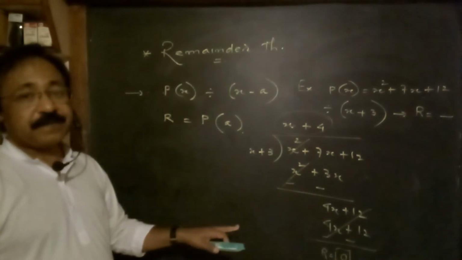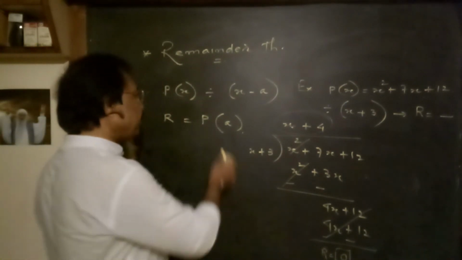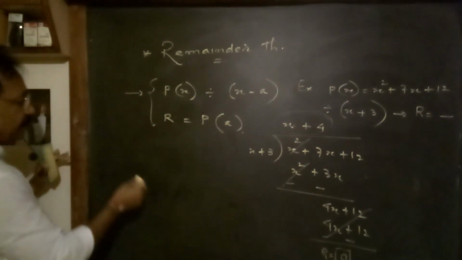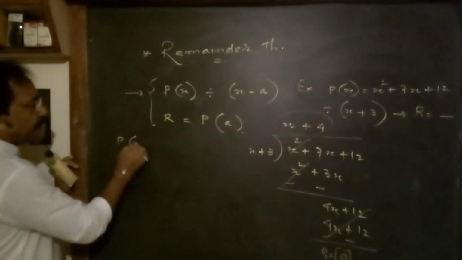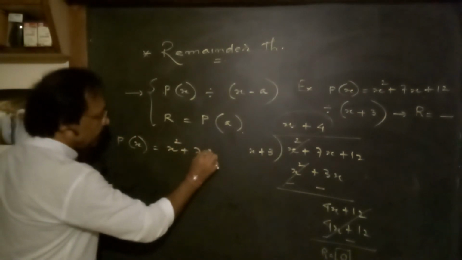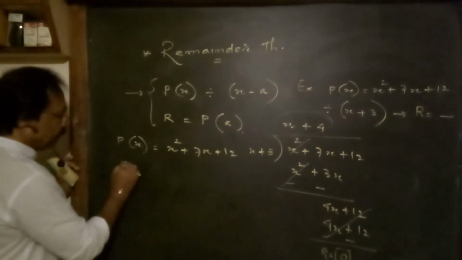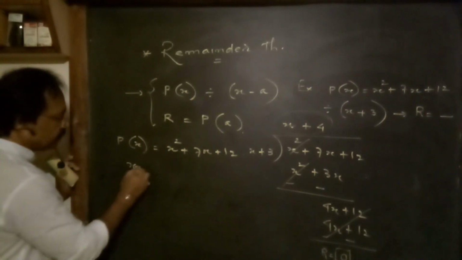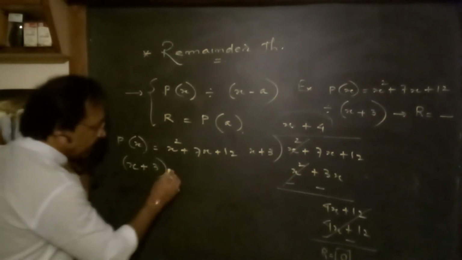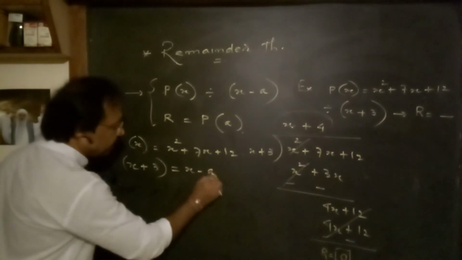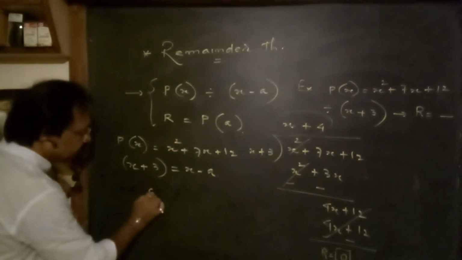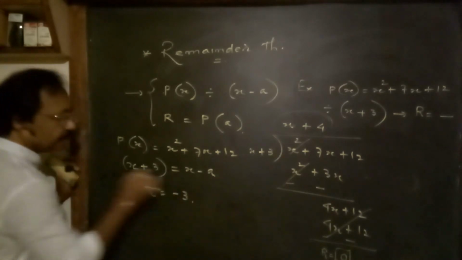This is one method to find the remainder, but by using the remainder theorem, if you find the remainder, then that will be very easy. See, p of x is equal to x square plus 7x plus 12. This is given. Now what is the remainder? What is the divisor? x plus 3. It is to be divided by x plus 3. So compare it with x minus a, because here x minus a is the divisor. Then you will get a is equal to minus 3.